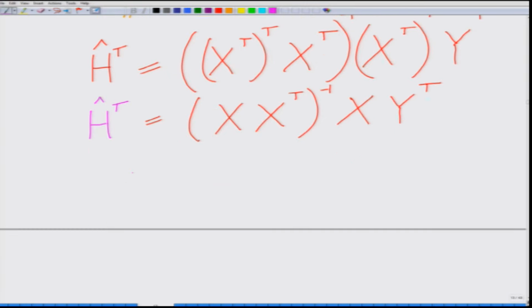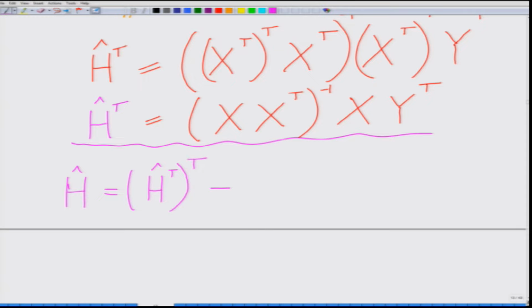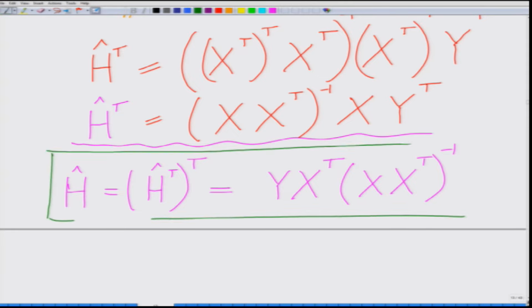Therefore, now taking the transpose of this, the estimate can be obtained as h hat equals the transpose of the estimate transpose, which is basically y x transpose into x x transpose inverse, and that is basically your MIMO channel estimate. In fact, this is the least squares MIMO channel estimate.